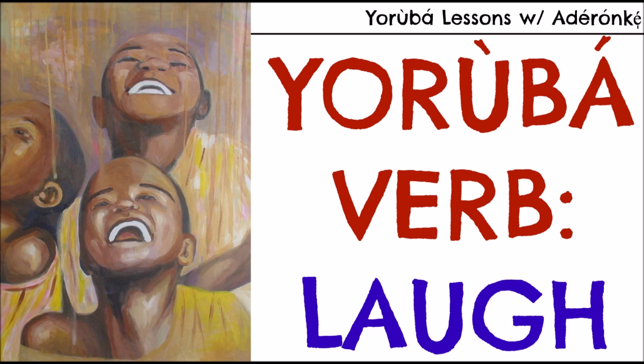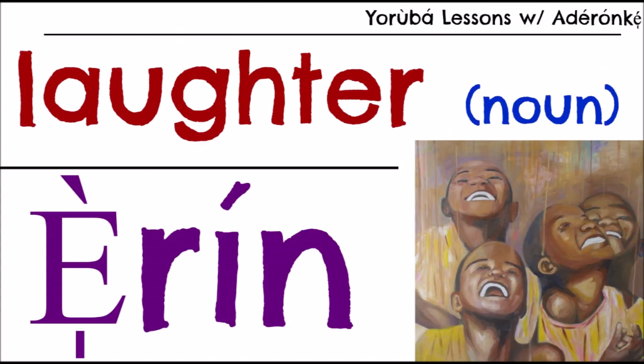Today I'd like to continue my series on Yoruba verbs, and the verb that I have for today is the verb laugh. So when you want to say laughter in Yoruba, laughter as a noun, you would say erin. Erin is laughter in Yoruba. Erin, erin, erin.